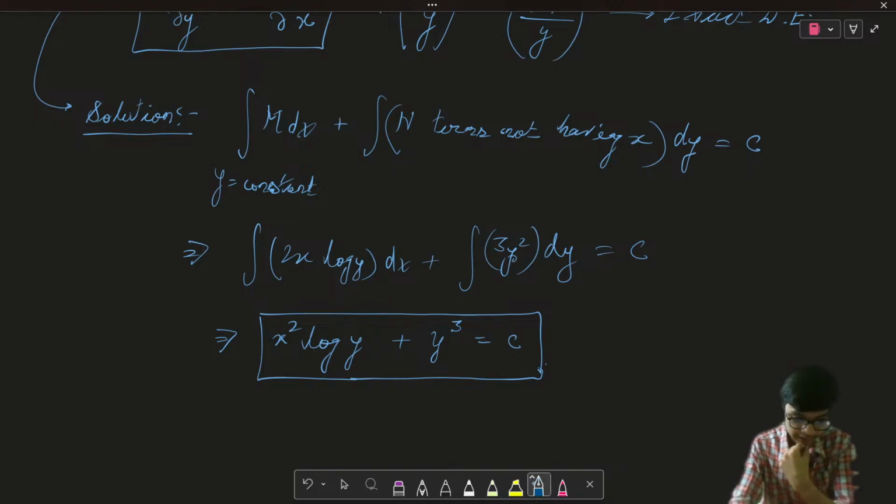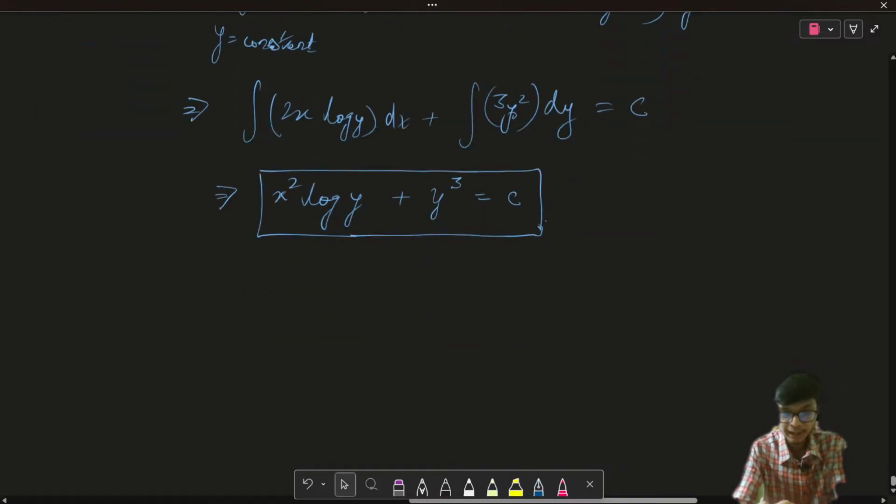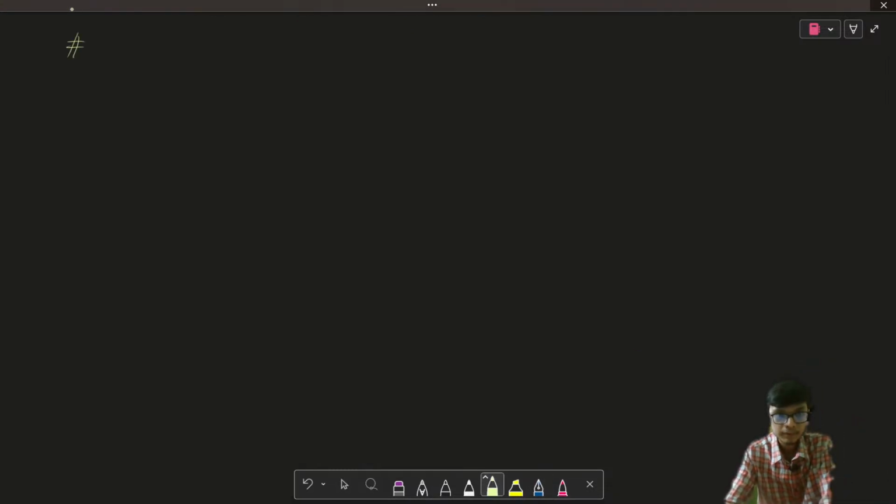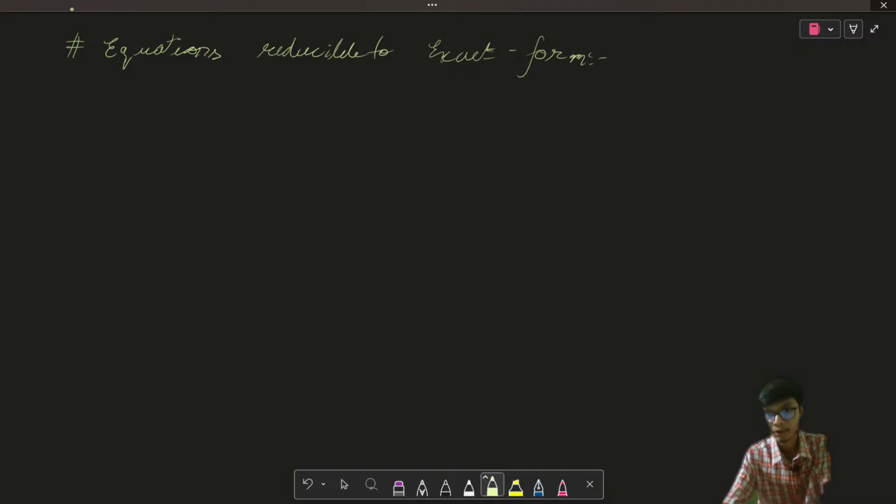So if this part is clear, let's now discuss some equations which can be reduced to the exact form of differential equation, or equations reducible to exact form. Let us discuss that particular thing. Equations reducible to exact form. Let's try to discuss it.